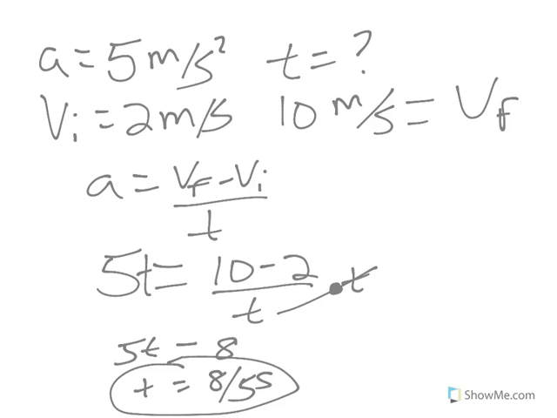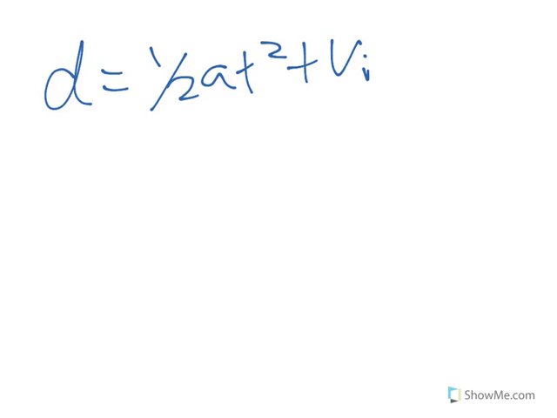Now, it is important to note that if you're solving for acceleration, the acceleration can be negative. All that means is that it's slowing down. All right, so the acceleration can be negative. It's just slowing down. The other major formula that we talked about was this: D is equal to 1/2 AT squared plus VIT.